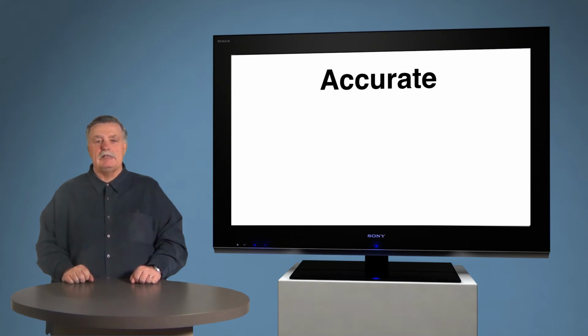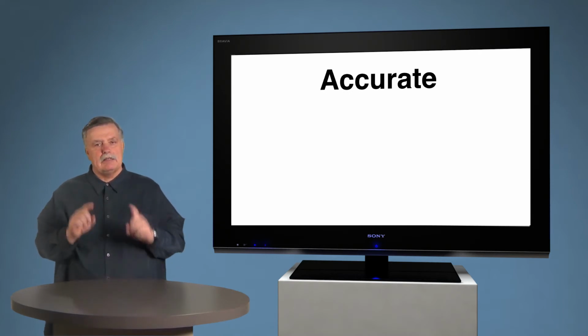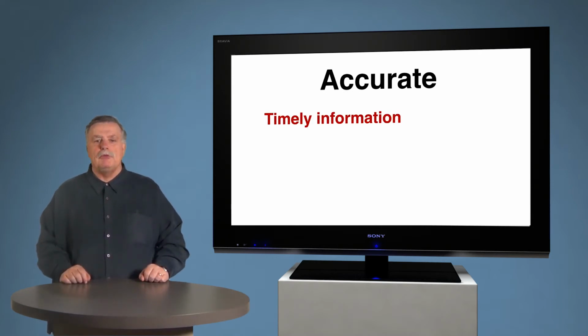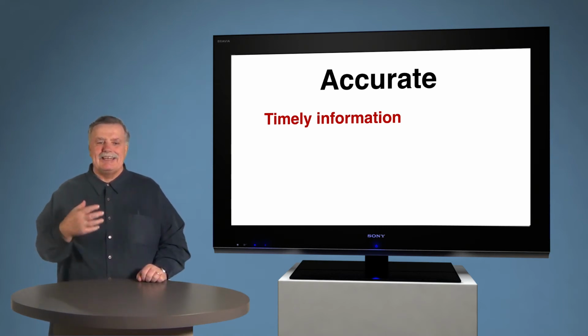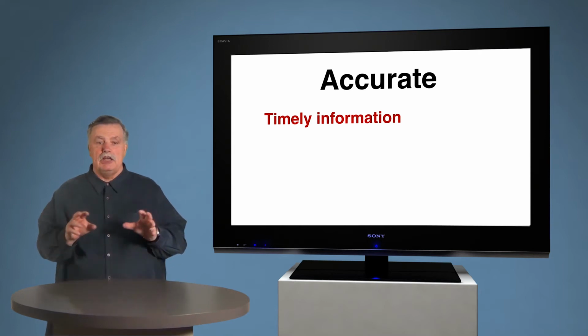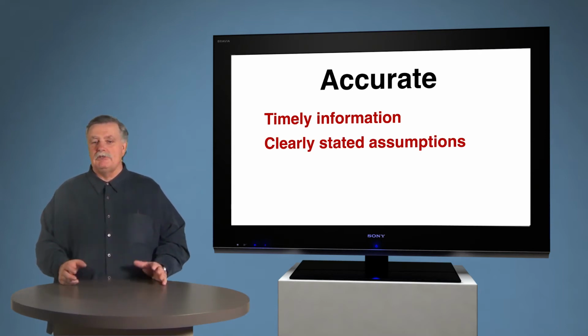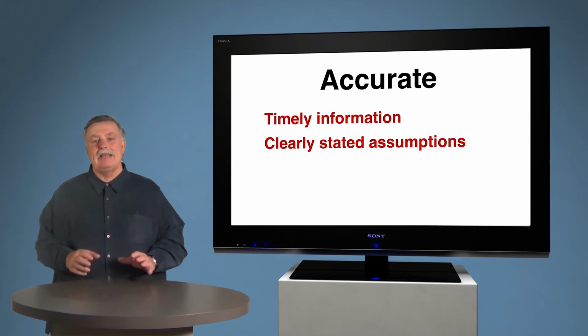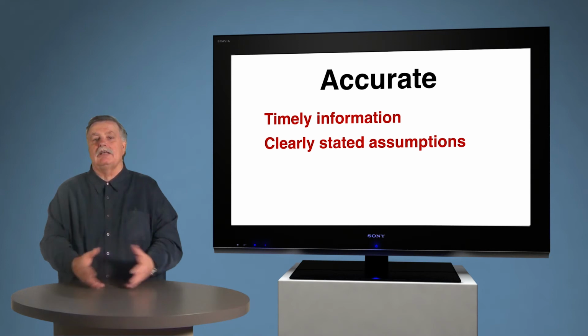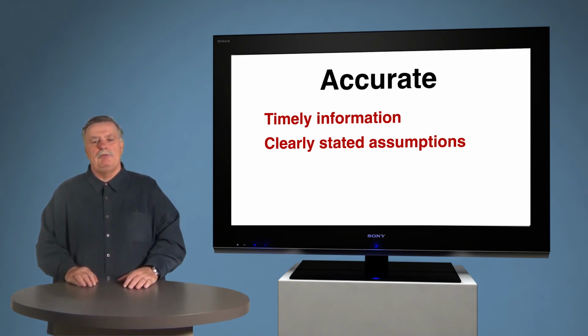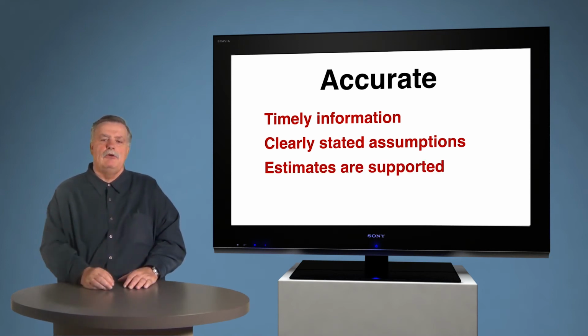Number three, your business case does need to be accurate, and that starts with timely information. Put the most current information possible in your business case. Stale data can definitely impact your business case in a negative way. Make sure you clearly state your assumptions. Business case readers will almost automatically doubt the credibility of your estimates if the assumptions that support those estimates are somehow missing. So your business case also needs to be thorough.